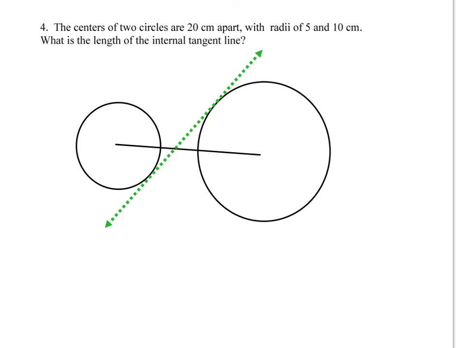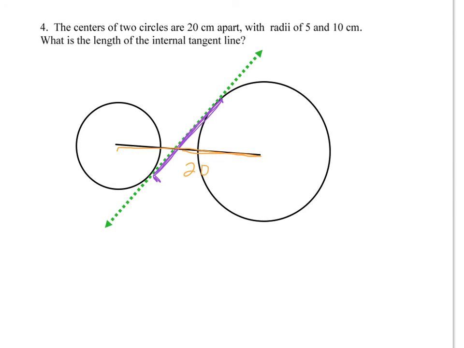Okay, and the radius of the smaller circle is 5. The radius of the larger circle is 10. We want to know what is the length of the common internal tangent, meaning from this piece to this piece right here. We want to know what that length is. So let's just follow our steps right now. Step 1 is done. Our line of center is 20. I'll just label that right now.